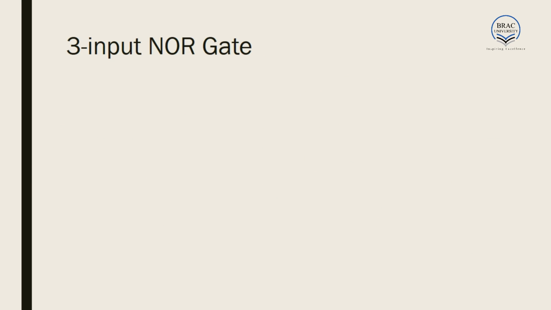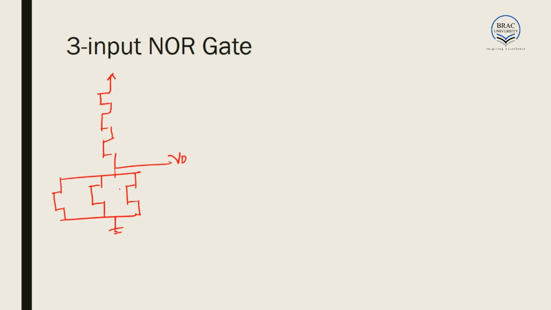Things will be more clear if we look at the NOR gate. Let us draw the NOR gate at first. Here we have V output. At the bottom we have 3 NMOS in series, and we have 3 PMOS in parallel.